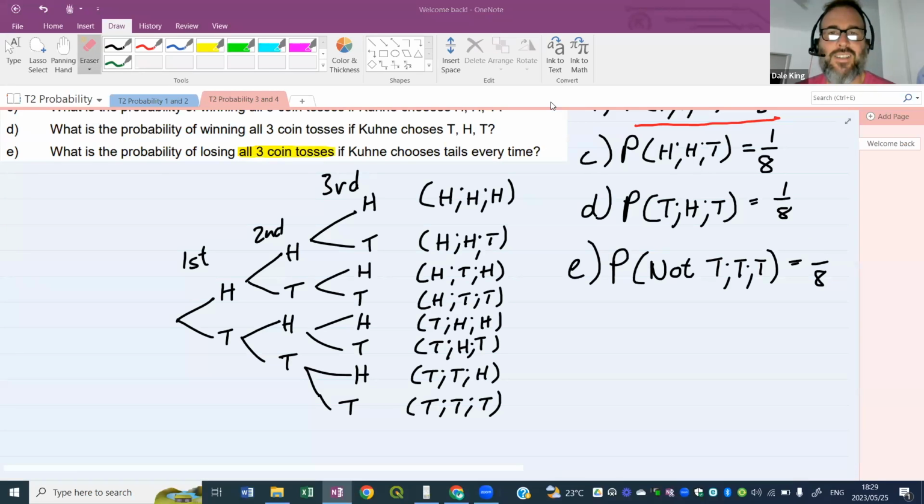I'll go with 9 out of 8. So where do we see? Yeah, Sakita, you're right. It's not 7 out of 8. Because look here, let's read it again. What's the probability of losing all 3 coin tosses?